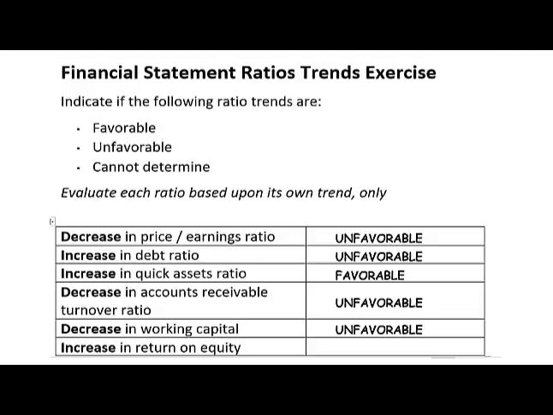And the last item is an increase in return on equity. That represents the net income of the company divided by the average equity within the company. So if your net income increases relative to your equity, that would mean you would have an increase in return on equity. Under those circumstances, you'd be increasing your net income over your average equity. So that would be a favorable trend.